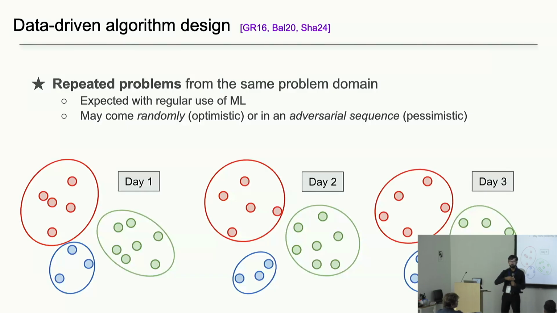But the idea is, from your past experience of problems that you've solved, you should be able to figure out how to set the hyperparameter in the current problem. So you should be able to leverage your experience on previous problems to design the model for the current problem.